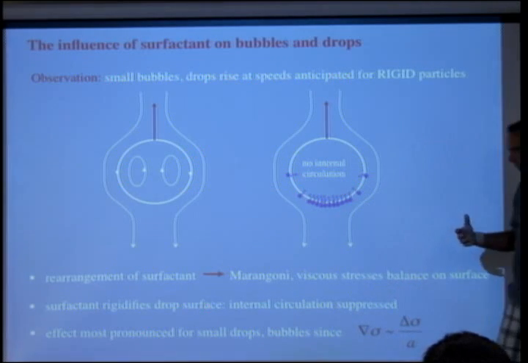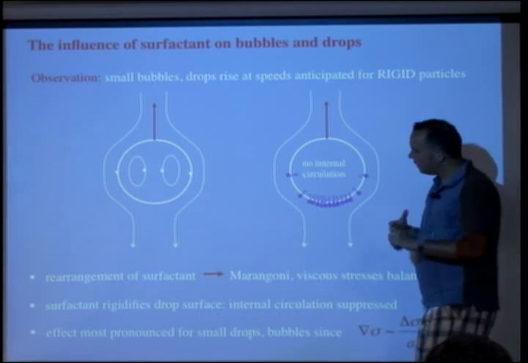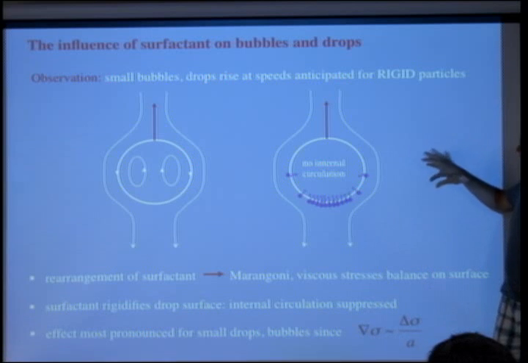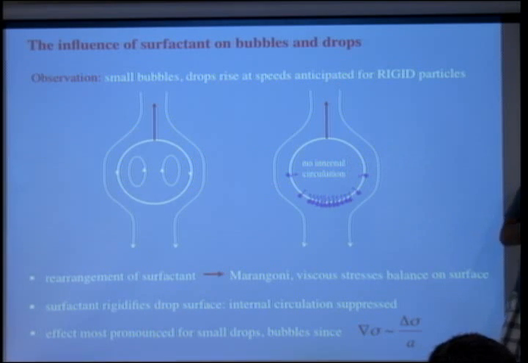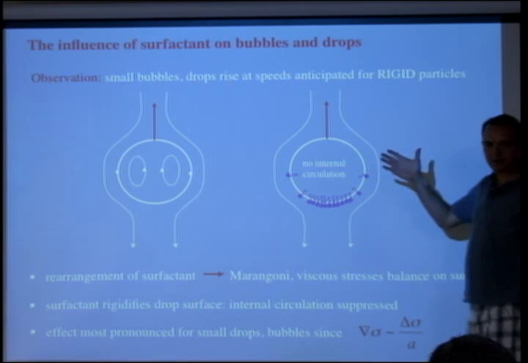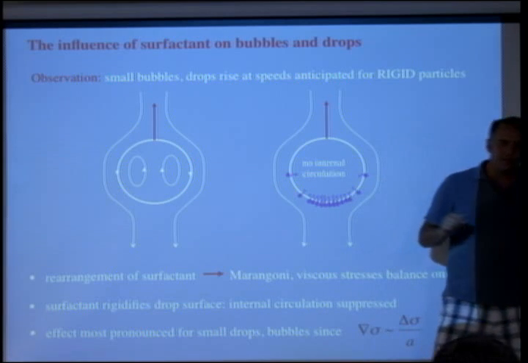You get around this if you put in enough surfactant, then you get surfactant everywhere, and you no longer have gradients in Marangoni stresses. So you can avoid this by having either very clean water or very dirty water.